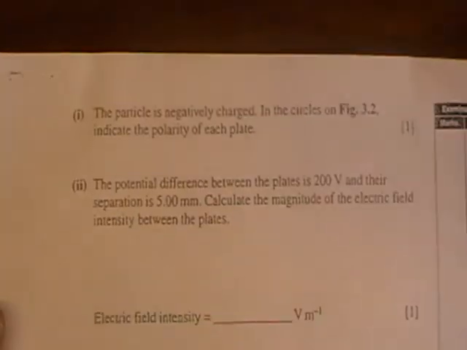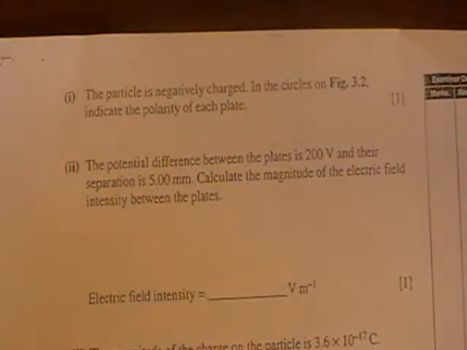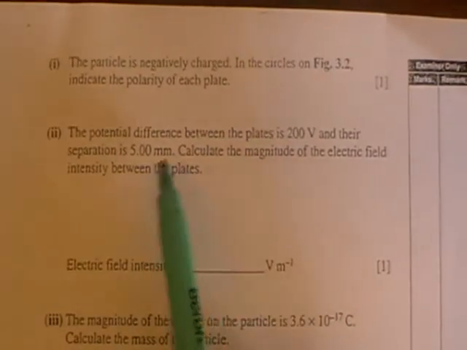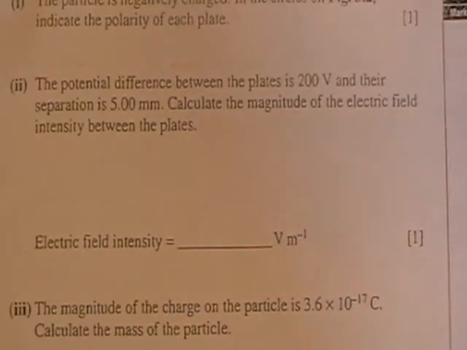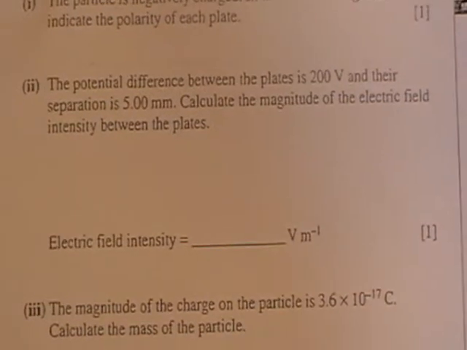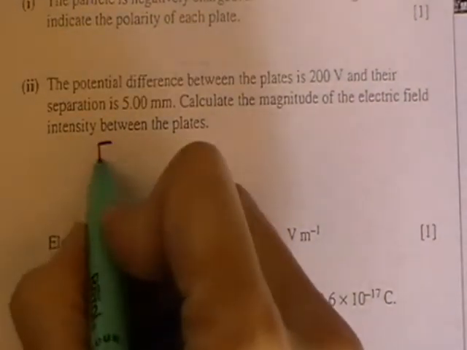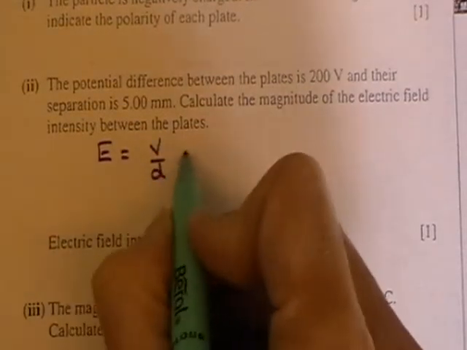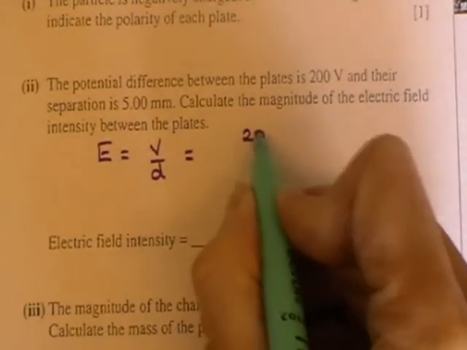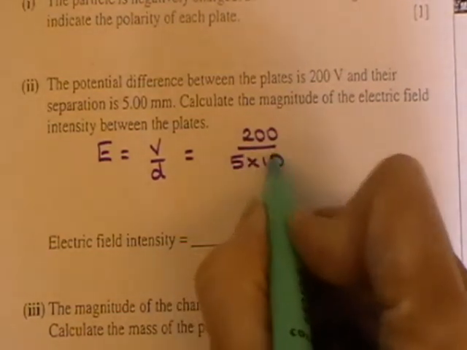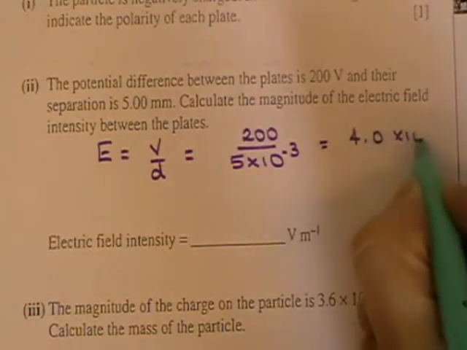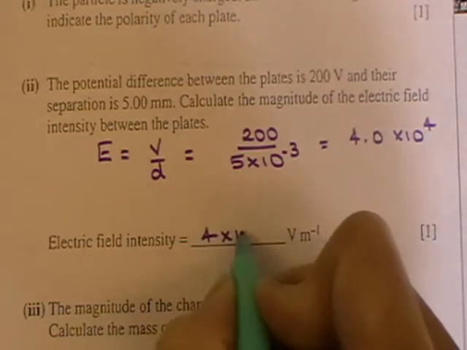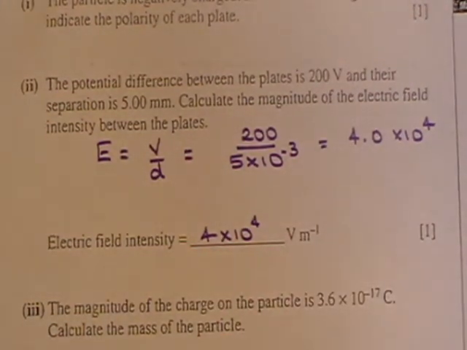The next part of the question tells you, part 2, that the particle is negatively charged. The potential difference between the plates is 200 volts and their separation is 5 millimeters. Calculate the magnitude of the electric field intensity between the plates. So that's just your equation. E is equal to V over D. You must watch out for millimeters to meters. So it's 200 over 5 by 10 to the minus 3. And that comes out as 4.0 by 10 to the 4, or 4 by 10 to the 4. And that's in volts per metre. We had to change that into metres.